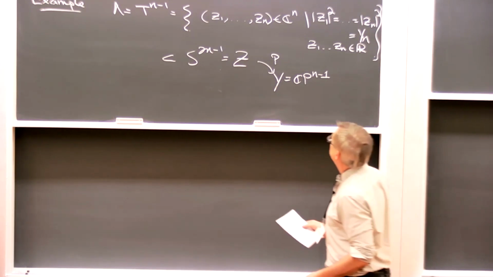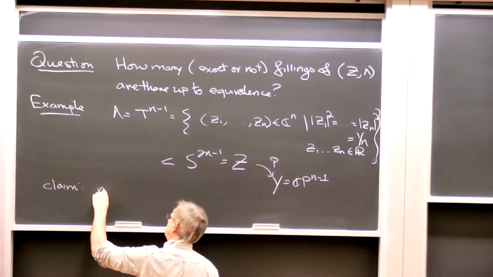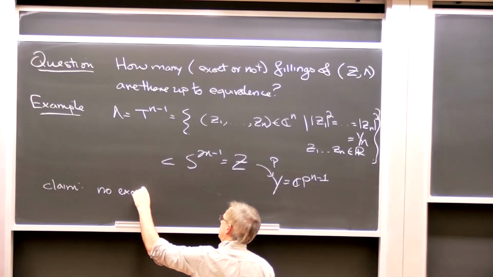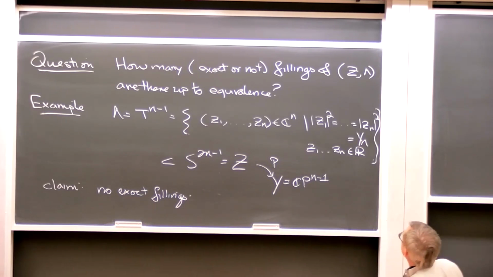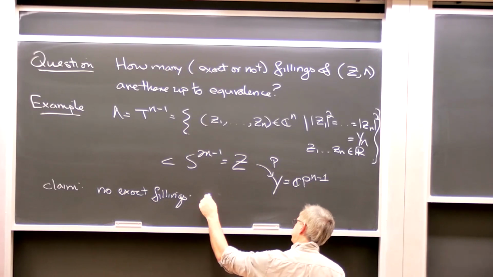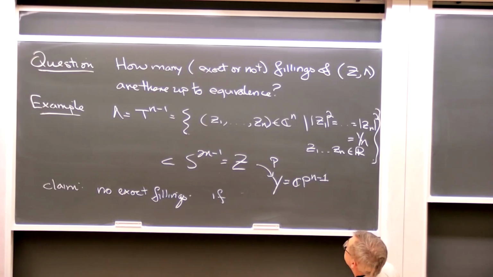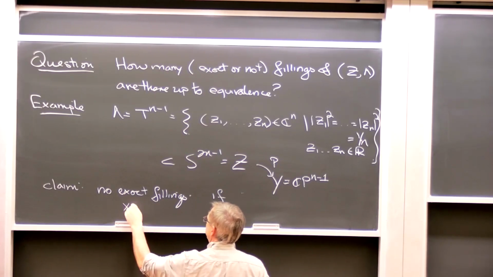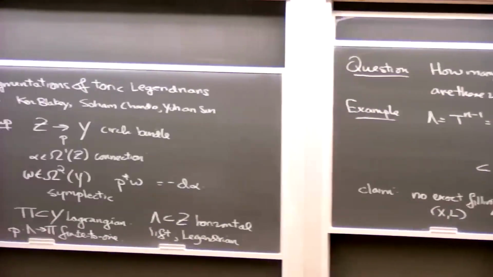So what's the claim about this example? Well, one claim is that there are no exact fillings, at least if, well, what's a filling? The fillings will be called X, L. And so you have to choose an ambient symplectic manifold which fills the contact manifold, and then you have to choose a Lagrangian filling of the Legendrian.